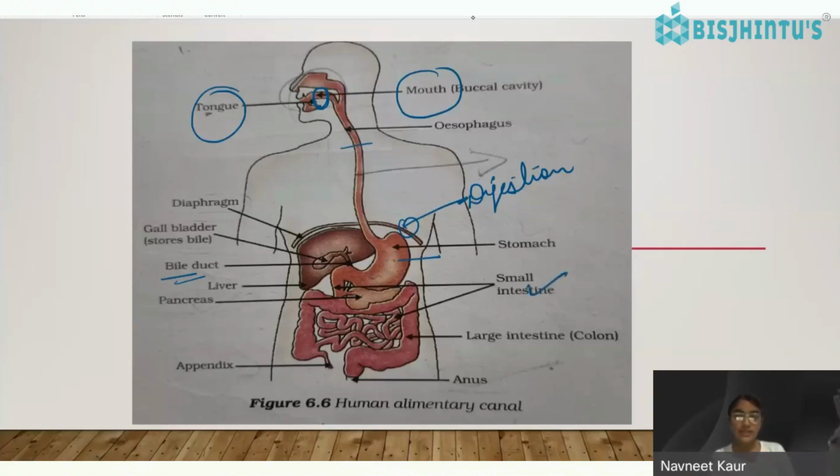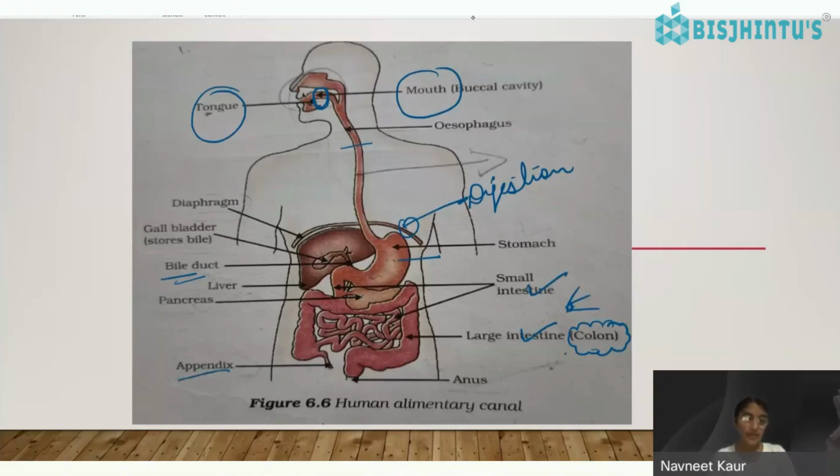We have the small intestine and large intestine, which is also divided into certain parts. It is also called the colon, and it is divided into 3 parts that you will basically be learning in the next classes, not in this class.